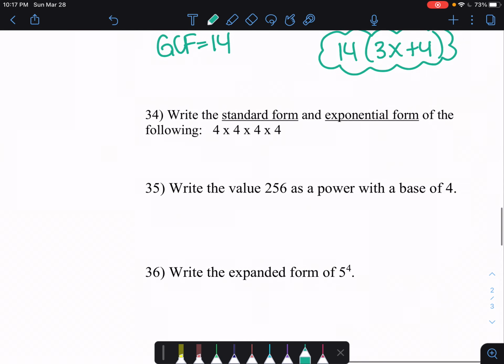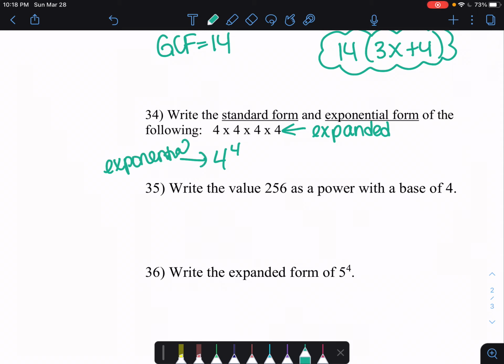Number 34 says to write the standard form and the exponential form. So this is expanded. Exponential is going to be 4 to the 4th power. And then 4 to the 4th power is going to be 256. Which is going to be your standard form.